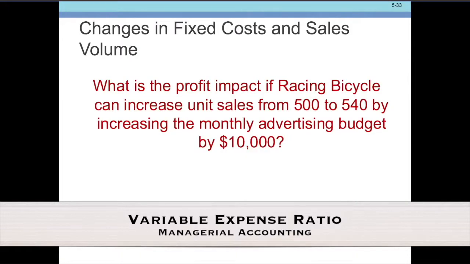And so we can use that in different ways. So let's take a look at several different problems as we go through some scenarios that managers might come across. We'll start with one that you're familiar with and work into ones that are a little more complicated. So let's start with what is the profit impact if Racing Bicycle can increase unit sales from 500 to 540 by increasing the monthly advertising budget by $10,000.